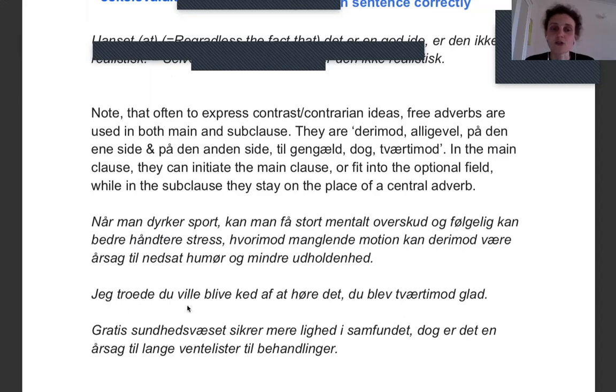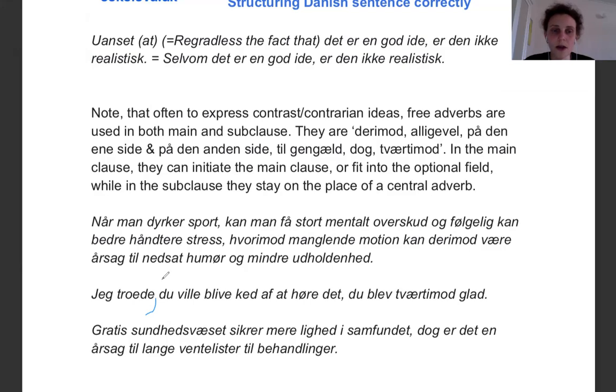I could say, selvom jeg troede, at du blev ked af at høre det, blev du glad. But tværtimod is more precise, actually. So, jeg troede, it's the first main clause. At is omitted here. We can insert it just to make sure that we understand. It's the subordinate clause. Jeg troede, I thought what, I believed what. At du ville blive ked af at høre det. Here, I think min is omitted. So it's a main clause here. Subject, verb, and then free adverb at the place of the optional field according to scenario one.